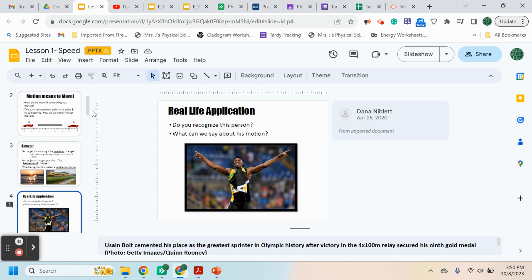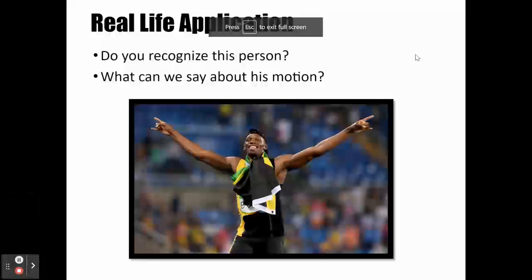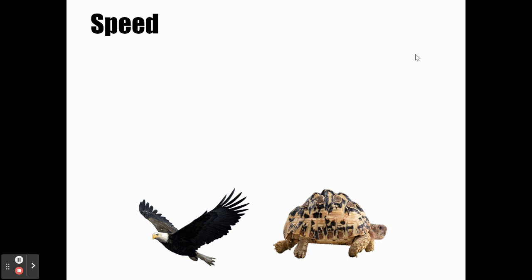All right. So we can say a few things about him. We can say that he changed positions from the start to the end. We know a couple things about his position change as well. We know that he moved a certain amount of distance, and we know that he had a certain time that he moved that distance. So keep that in mind.